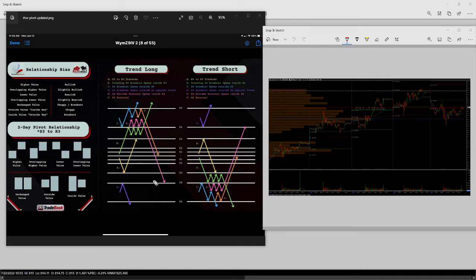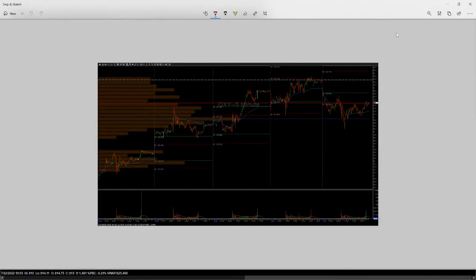So, according to the pivot cheat sheet, the first thing we got to do is figure out this 2-day pivot relationship, okay? And then we got to figure out, is it trend long or trend short? And then we got to figure out which A, B, C, D, E, or F it is. So first of all, let's figure out relationship bias. And that's just using, I use this S3 to R3. I use 4. It doesn't really matter.